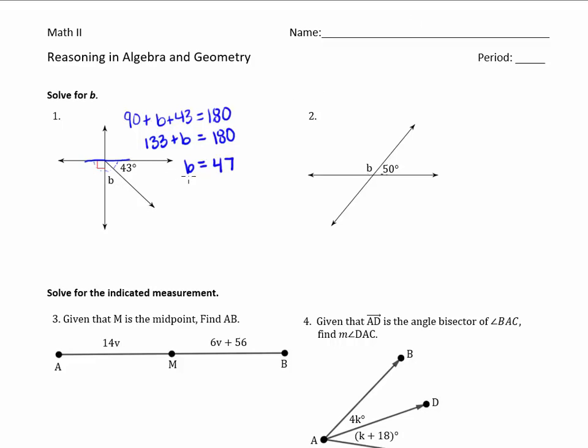You could even check to make sure it makes sense. Just substitute the 47 back in for b, like up here, and add them all together, and you should get 180. Or these two right here should add up to 90, since that one's a 90. So 43 and 47 do indeed make 90.